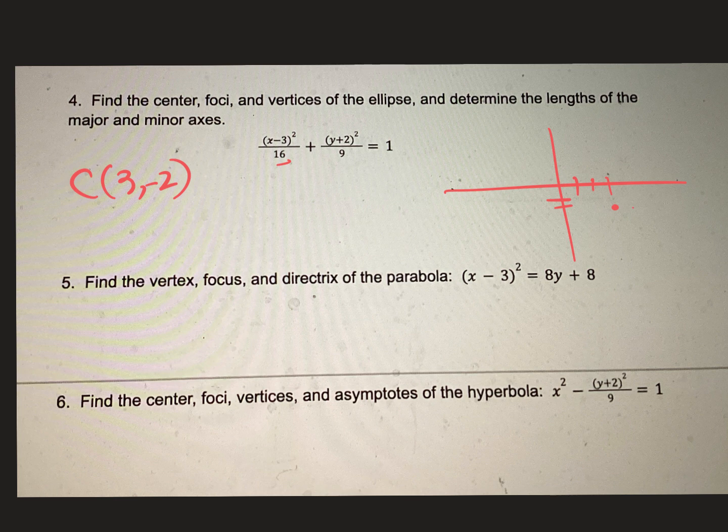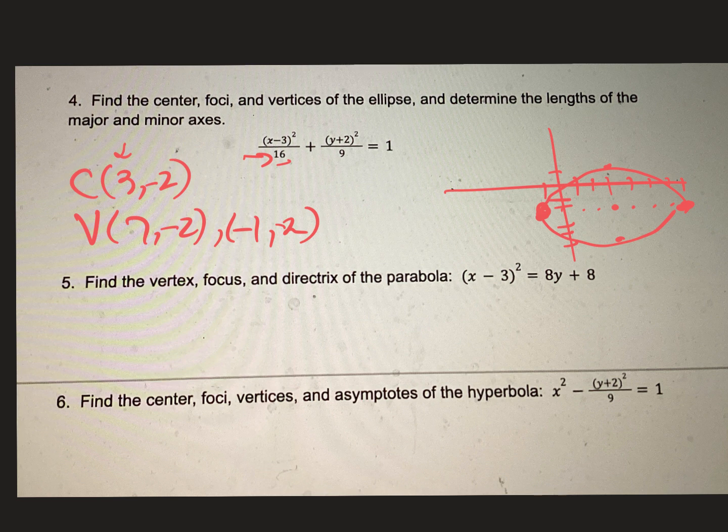There's a 16, so I'm going to go right 4 to there, and left 4 to there, and then we'll go up 3, which is here, and then down 3, which is here. So the ellipse looks like this. Okay, so my vertices were 4 away from the center. So if I go 4 away from 3, that puts me at 7, and if I go 4 the other way from 3, that puts me at negative 1, which is exactly where these 2 points are, right there that I'm trying to make really big there.